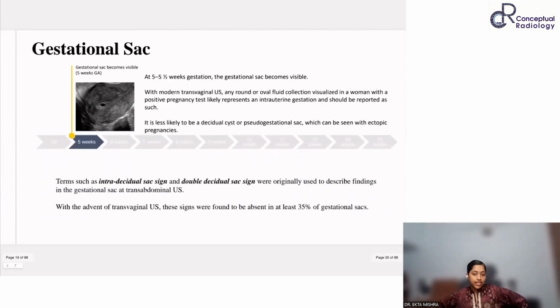Now starting with the GSAC. So these two signs we already discussed, intradecidual and double decidual sac signs. They were used when we did not have TVS.